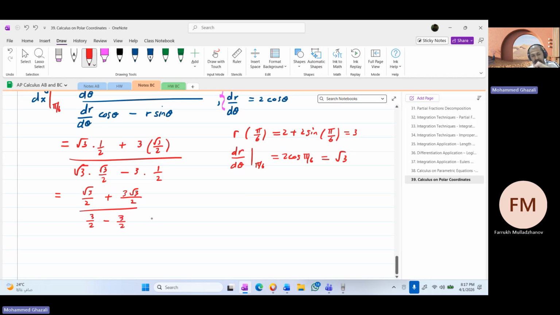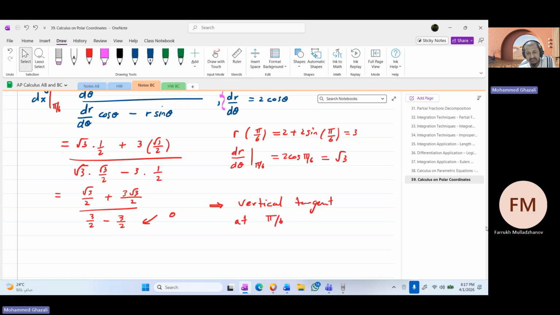Whoa, 3 over 2 minus 3 over 2, so this is 0. Denominator is 0, so this basically implies a vertical tangent at pi by 6.